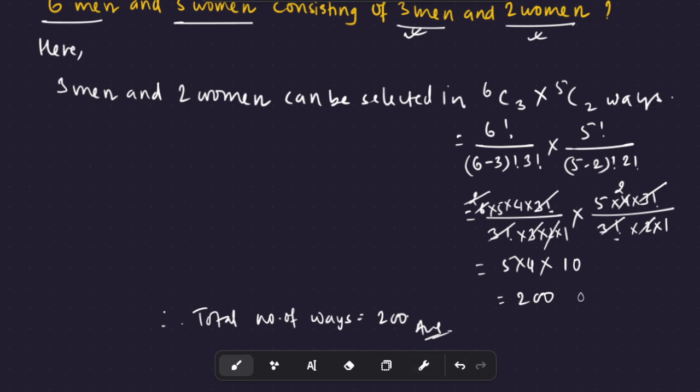This is the way we can do it. If there are some options, then we have to find the total number of ways for every option, and after finding that, we need to add all those options to find the total number of ways the committee can be formed. But if the committee consists of an exact number of men and women, then there will not be any other options. So only this one option is there, and we calculate this, and that will be our final answer.